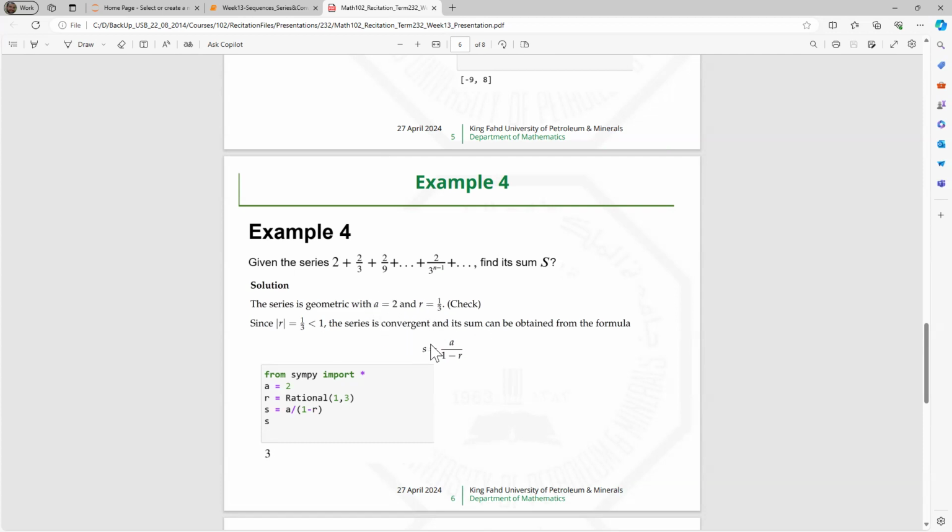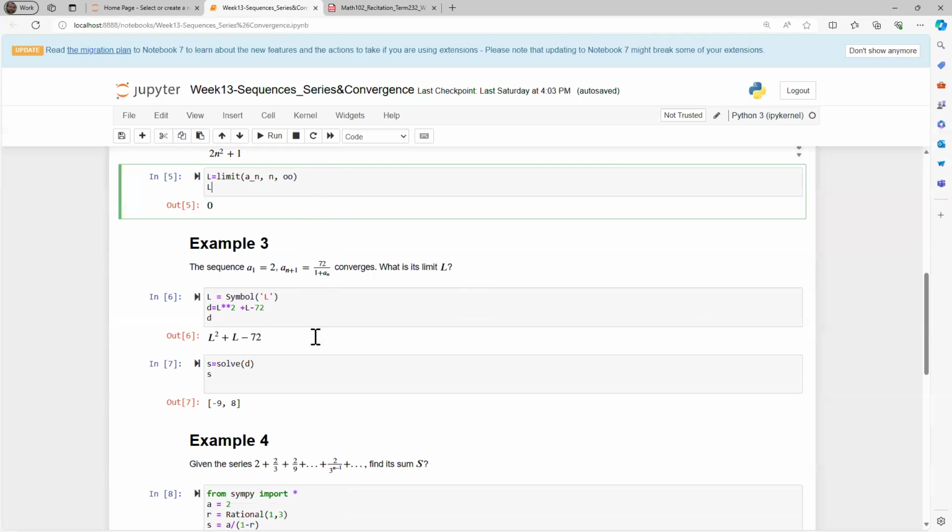And we know that this converges to what? To a over 1 minus r, when the number of terms goes to infinity. So here we do the importation of the whole environment SymPy, the initial term, which is a equal to 2. We'll define r as the rational 1 over 3, and s, which is the limit, would be a divided by 1 minus r, and just display the value of s. That's it. Okay, so we'll see the Jupyter part.